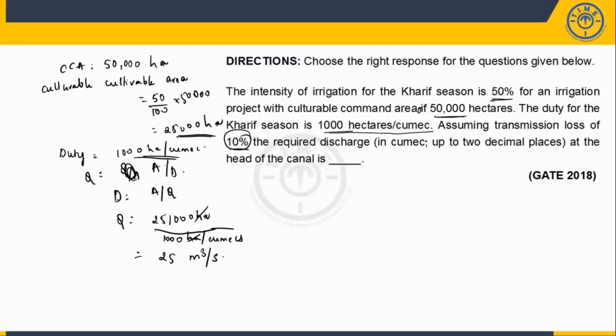Now, listen. This is the head of the canal, and this is the field. I want 25 meter cube per second here. During transmission, there is a loss of 10%. How much discharge do you require at the canal head? At the field, you require 25 meter cube per second, but meanwhile there is a loss of 10%.